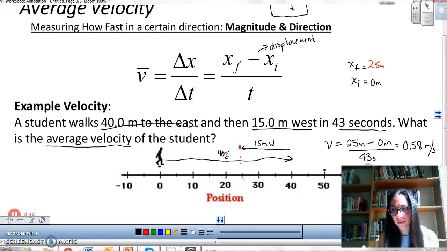So, a couple things. Our answer is going to be 0.58 meters per second. Now, if your answer comes out positive, it's giving a direction. Notice that we did this somewhat arbitrarily, unconsciously, but I did designate forward as positive and backwards as negative, like we usually do with a number line. So by this being positive in the end, this is saying that the average velocity was 0.58 meters per second in the positive direction, so east. That's what this answer means.